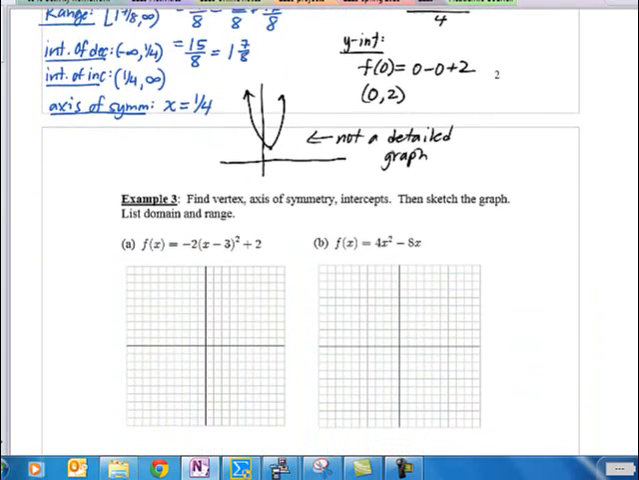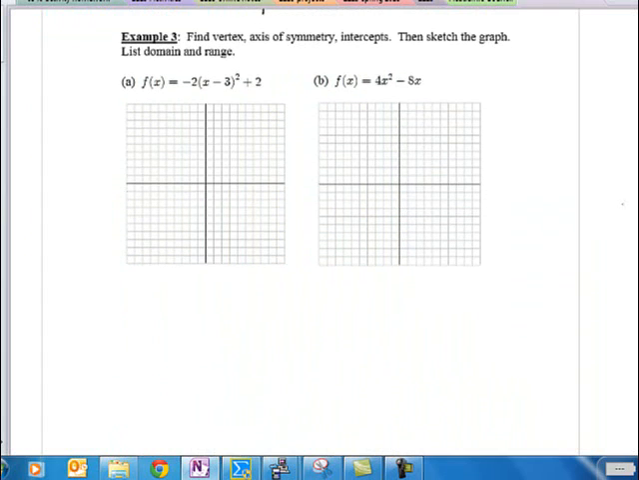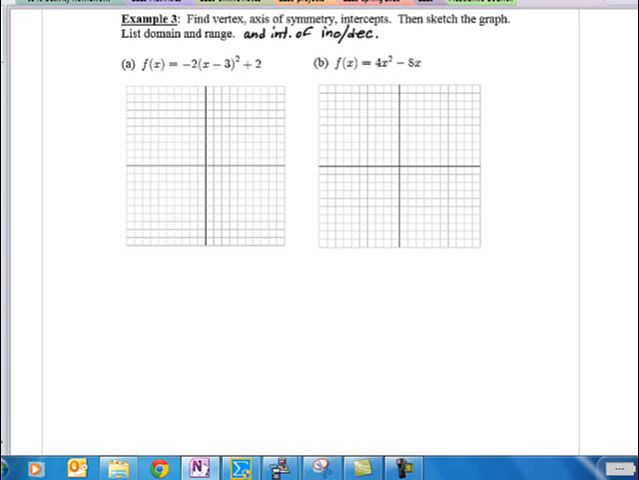Alright, so let's do all the details for these two graphs. Find the vertex, axis of symmetry, intercepts, sketch the graph, list the domain and range. Let's also add again intervals of increase and decrease. So I chose these two because they are in different forms.